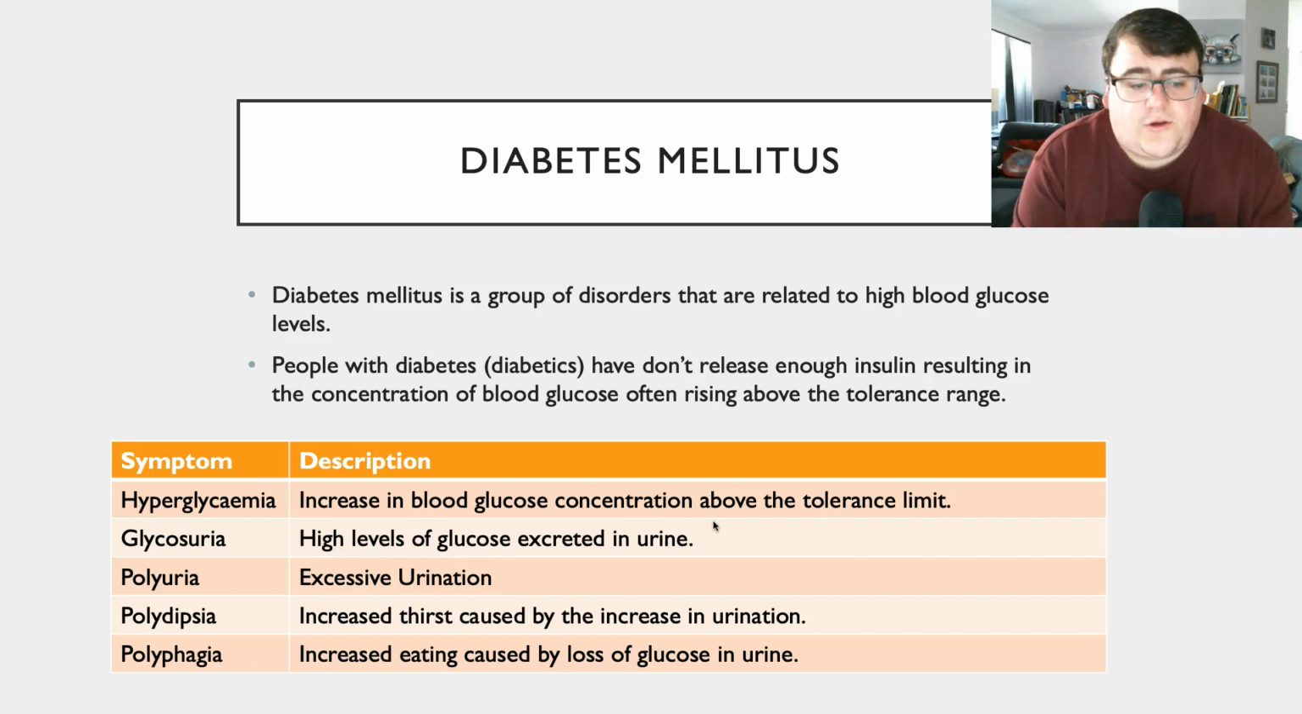They might also have glucosuria, which is high levels of glucose excreted in urine, which leads to polyuria, which means excessive urination. Because they're excessively urinating, they have polydipsia, which is increased thirst to replace the water lost through urination. And then they also have polyphagia. Because they're losing so much glucose in their urine, they need to replace that by eating more and building up the amount of glucose in their body. So these are the symptoms that diabetics will often show when they've got diabetes.